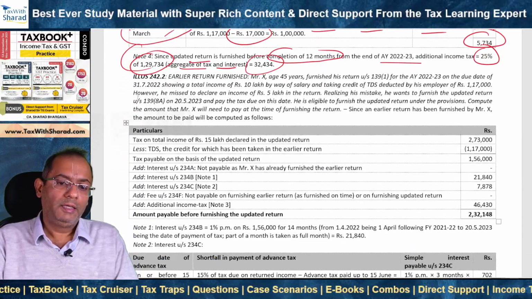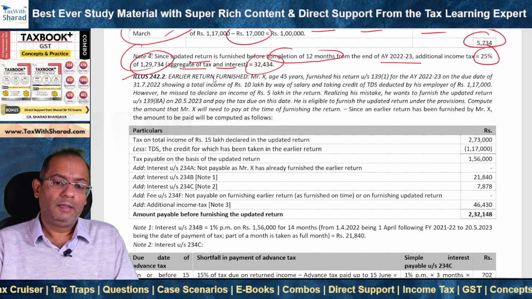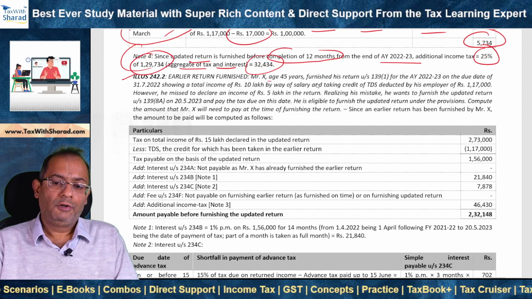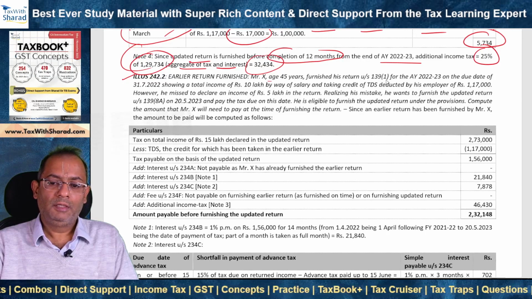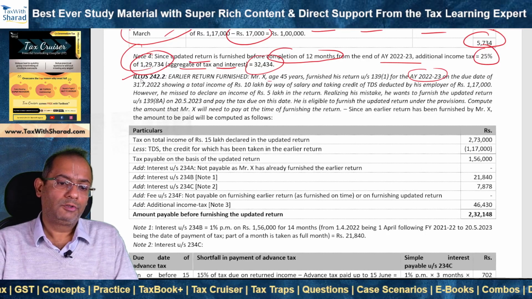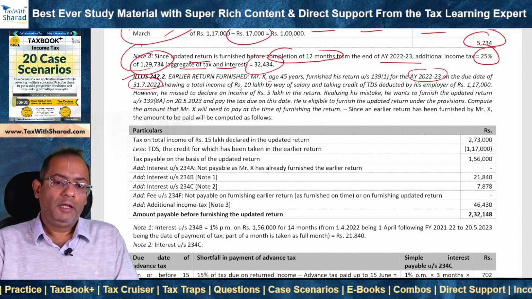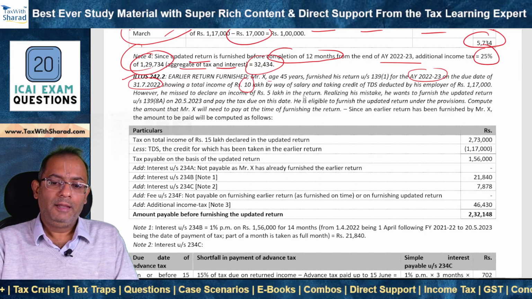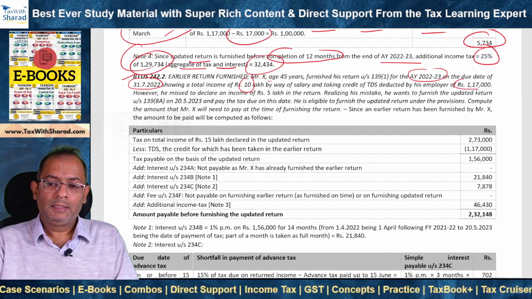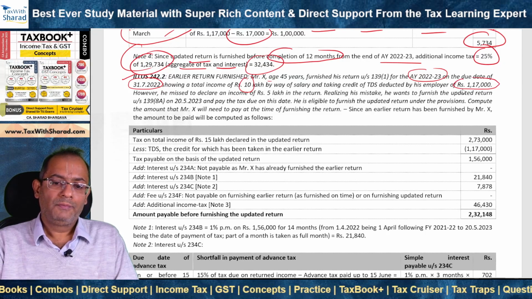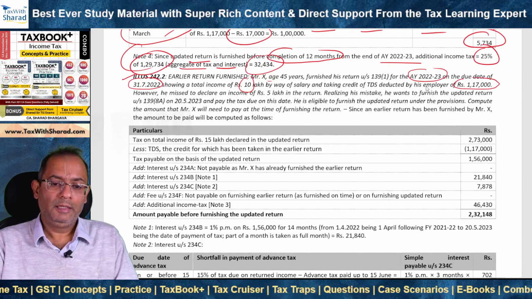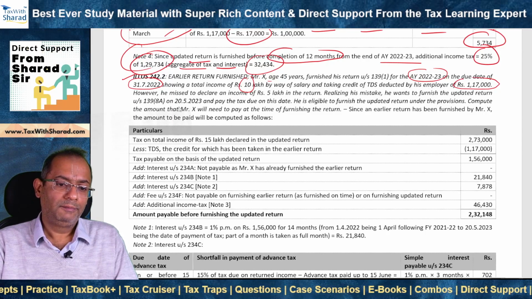Situation number 2 deals with a situation where earlier return has been furnished and now an updated return is being furnished. Mr. X, age 45 years, furnished his return under section 139(1) for assessment year 22-23 on the due date of 31st of July, showing a total income of rupees 10 lakh by way of salary and taking credit of TDS deducted by his employer of rupees 1,17,000. So this was the amount of TDS for which credit was taken at the time of furnishing the return of income under 139(1), and it was furnished on the due date.